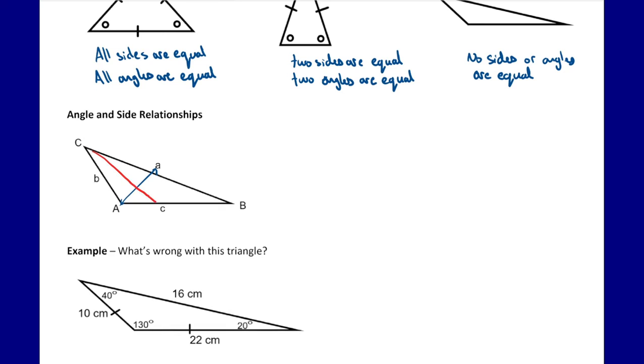So we have angle C inside, side C. Oops, use a different color. Angle B and side B.